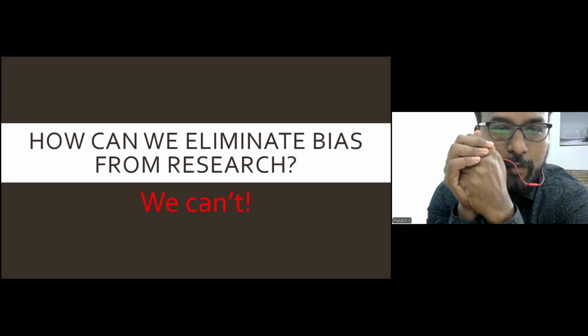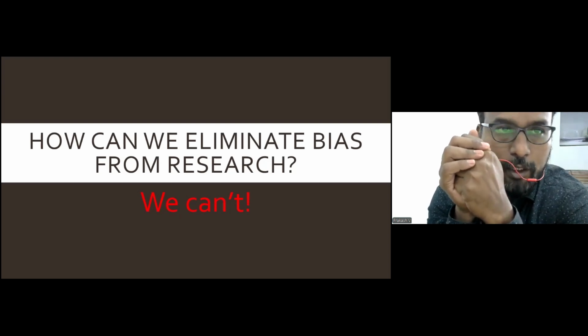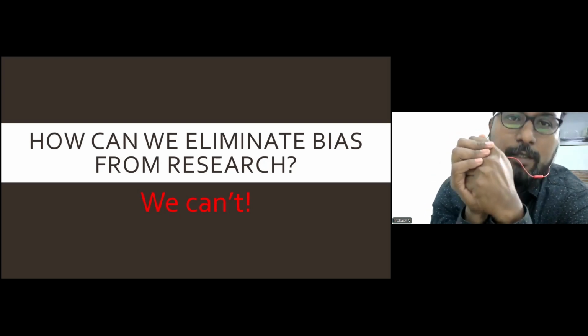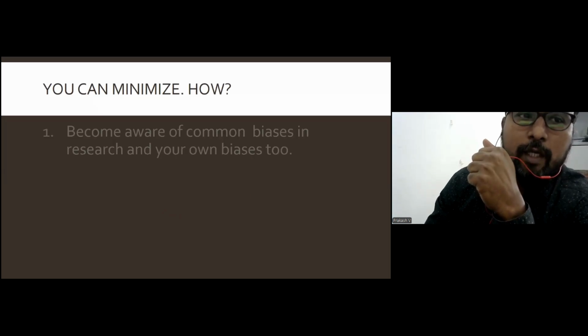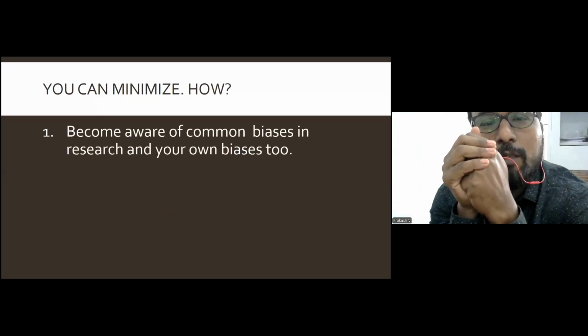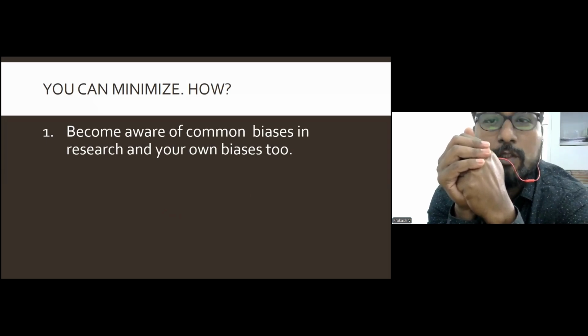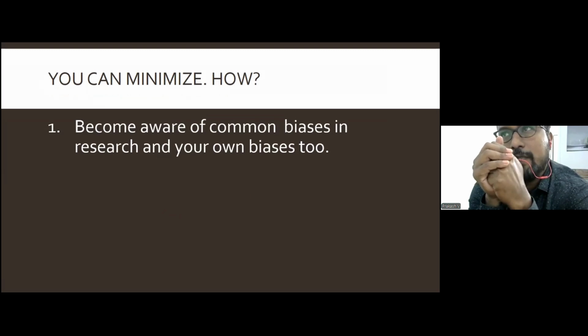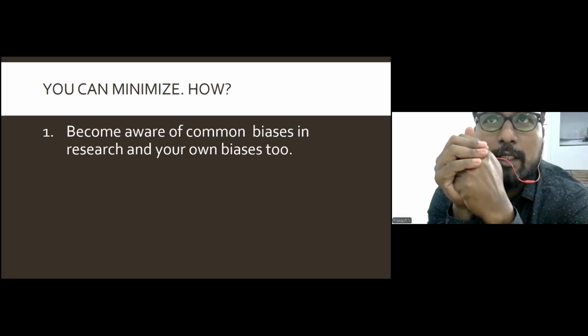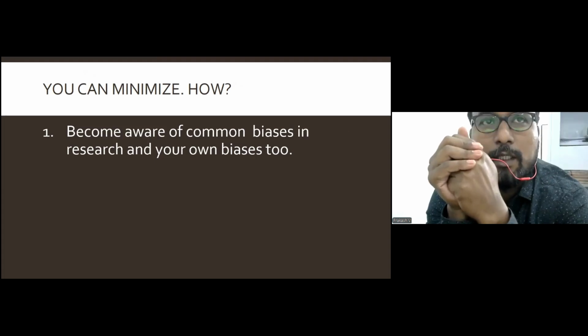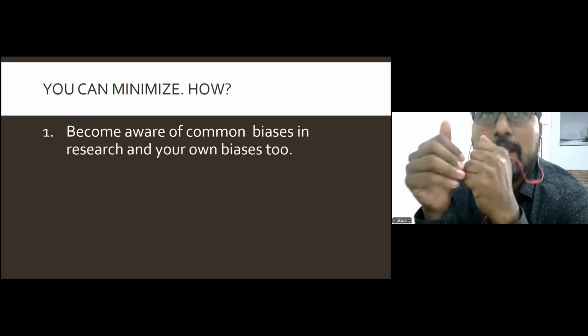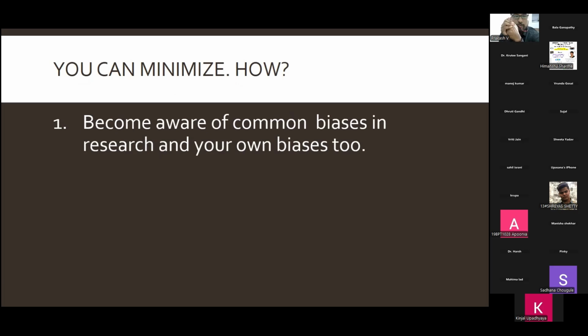But we need to understand that we can't eliminate bias from research. We can't totally remove it. What we can do is minimize its effect. How can we do this? First, we need to become aware of common biases in research, and our own biases too. That's the first step. For example, in the previous study, I showed that people tend to look at studies that show a positive effect favorably, while studies that show a negative effect don't reduce their agreement. So whenever we are reading a study that shows the treatment is not working, we should be aware that we may be becoming biased. We need to take additional steps to read more carefully before disagreeing with the evidence.